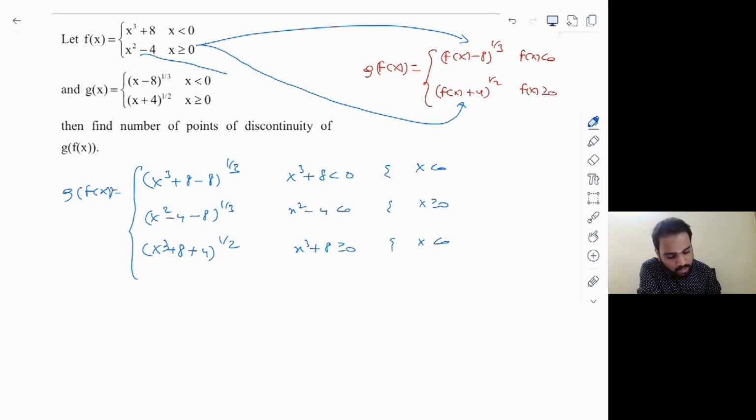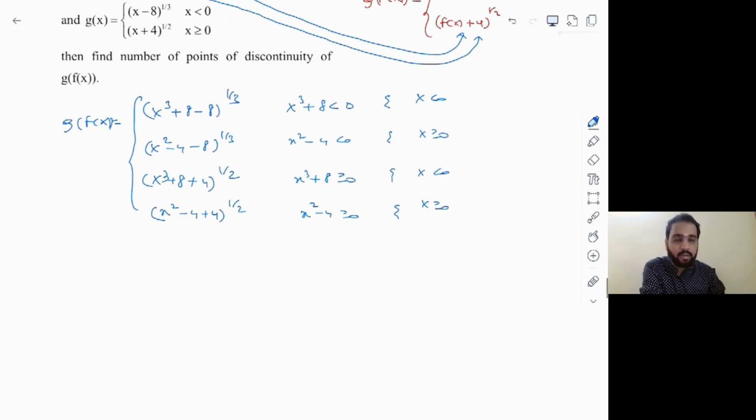Now put the second case of f of x in the second case of g of f of x, which will give you (x square minus 4 plus 4) to the power of 1/2. This is when x square minus 4 is greater than or equal to 0. But since it is the second case of f of x, it must be x greater than or equal to 0.